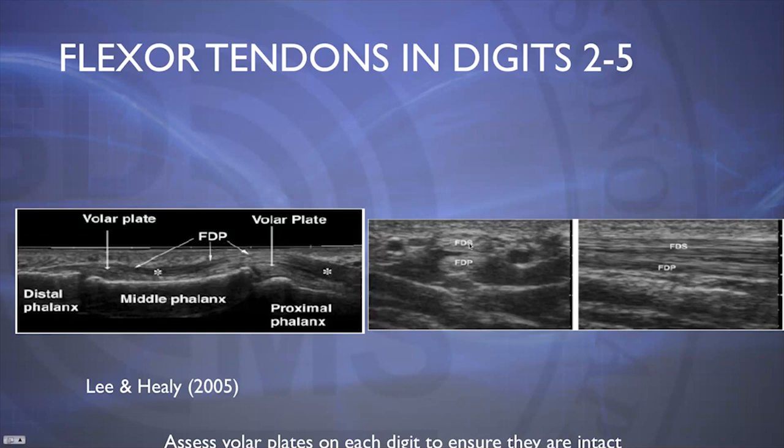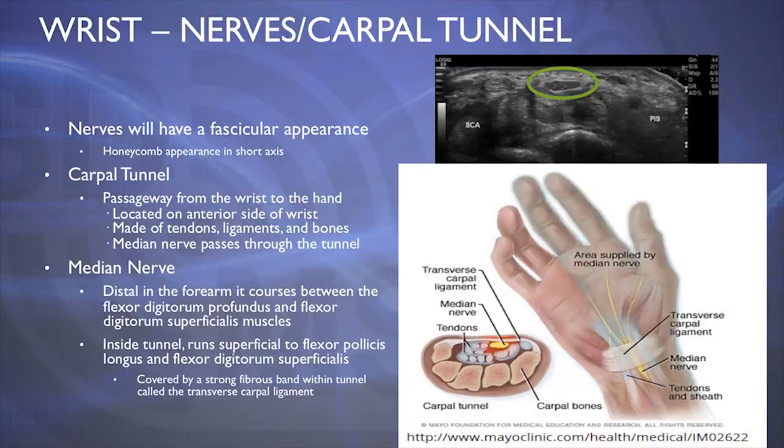Moving on now to wrists, or nerves in the carpal tunnel. And the nerves will have a fascicular appearance, and what that means is that they have a honeycomb appearance in short axis. So we'll be looking at the median nerve in the carpal tunnel. The carpal tunnel is the passageway from the wrist to the hand, and it's located on the volar, or the anterior aspect of the wrist, and it's made of tendons, ligaments, and bones. The median nerve passes through this tunnel, and this is what we're going to be assessing.